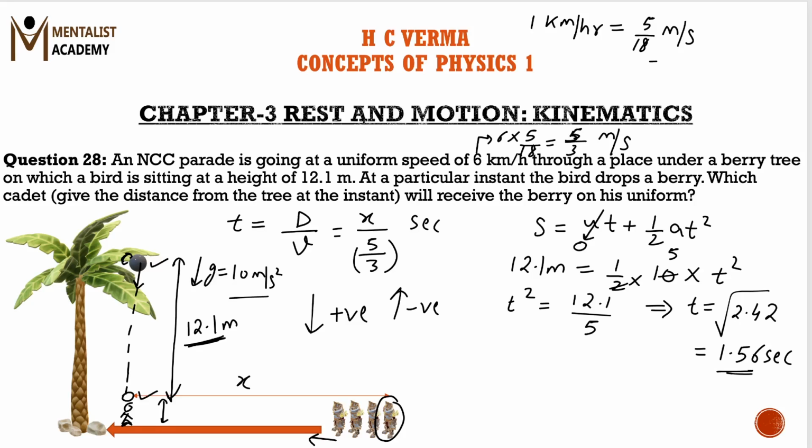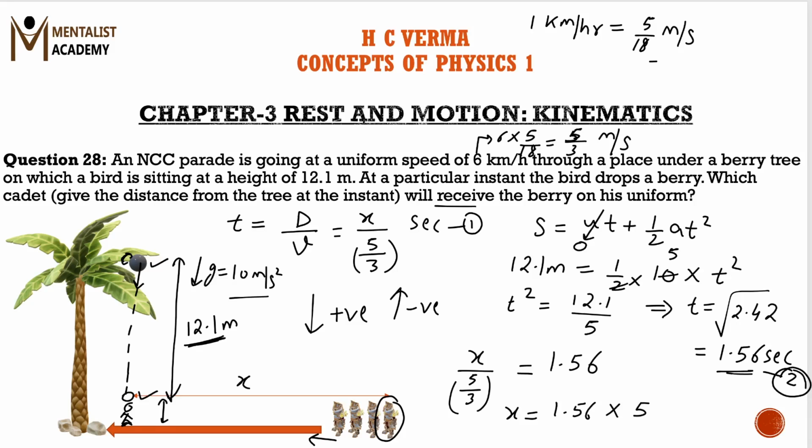Now we have to calculate this distance x. Suppose this is equation 1 and this is equation 2. From these two equations we have that value of time. So let us equate these two. So this is x upon 5 by 3, this is equal to 1.56. So the value of x would be equal to 1.56 into 5 upon 3.